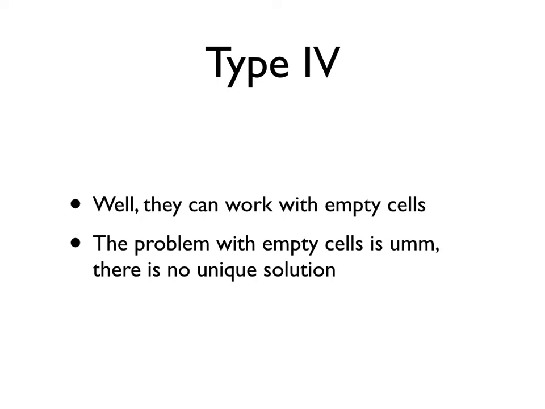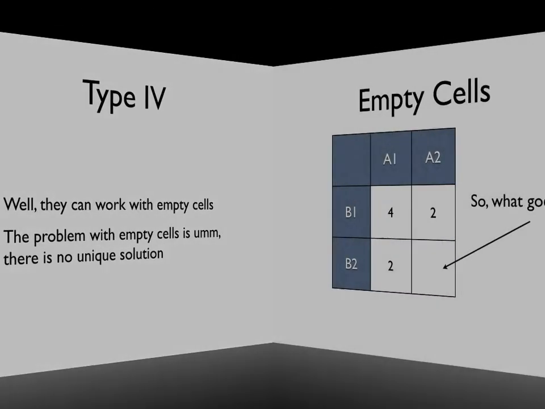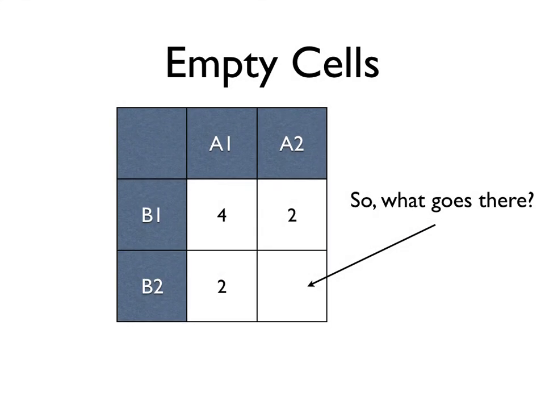See, empty cells are when you have A1, A2, B1, B2, and then you have data here, data here, data here, and nothing here. Like literally no data. So it works like this. That would be an empty cell situation. Pretend these are cell means, 4, 2, and 2. What would you put here? What do you think?